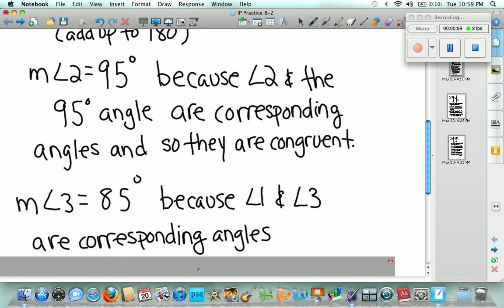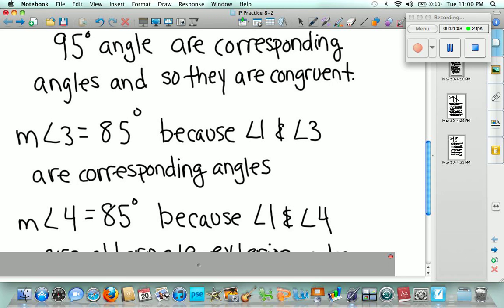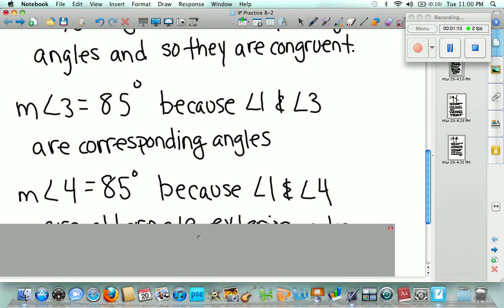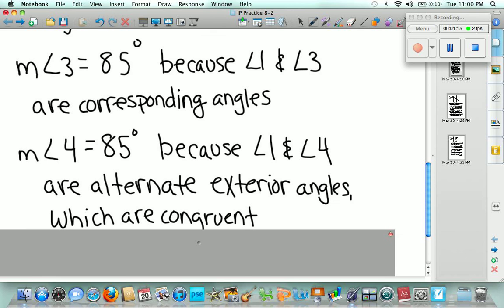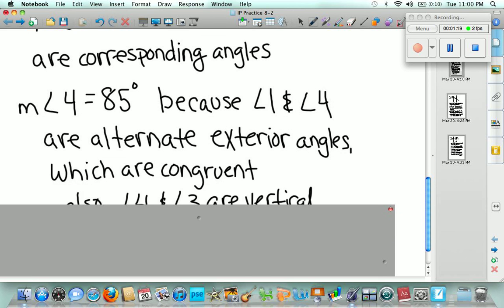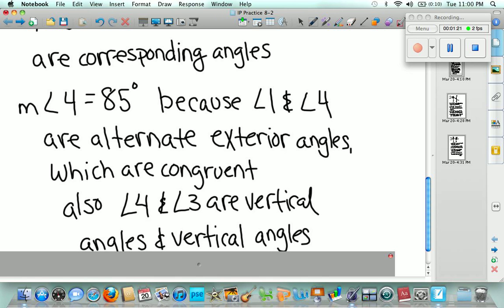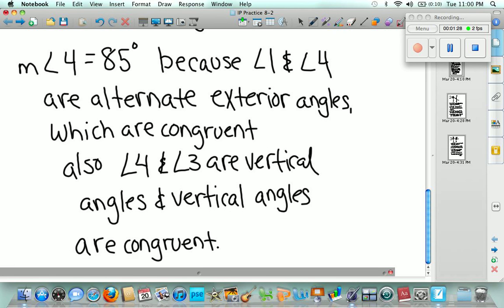Measure of angle 3 is 85 degrees because angle 1 and angle 3 are corresponding angles. Measure of angle 4 would equal 85 degrees because angle 1 and angle 4 are alternate exterior angles. That means they are congruent. And angle 4 and angle 3, they're also vertical angles. So vertical angles are congruent. So make sure you have this information written down before moving on.